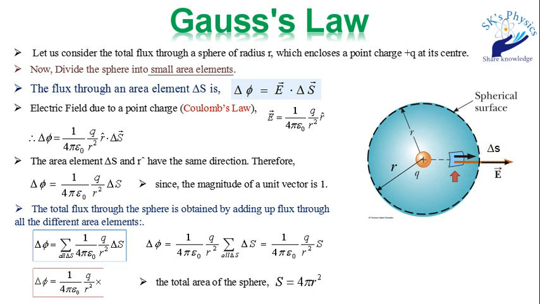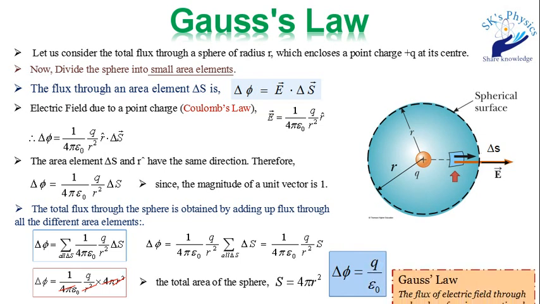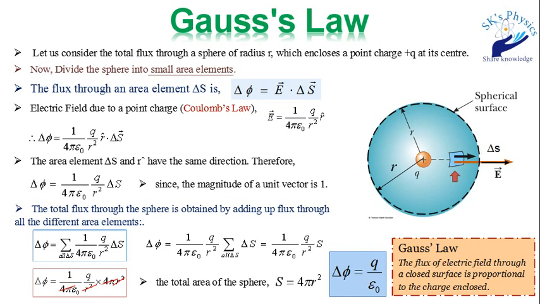Therefore, phi is equal to 1 upon 4 pi epsilon 0 q by r square into 4 pi r square. 4 pi cancels out, r square cancels out. So there is q upon epsilon 0. Therefore, phi is equal to q upon epsilon 0. That's Gauss law: the flux of electric field through a closed surface is proportional to the charge enclosed.